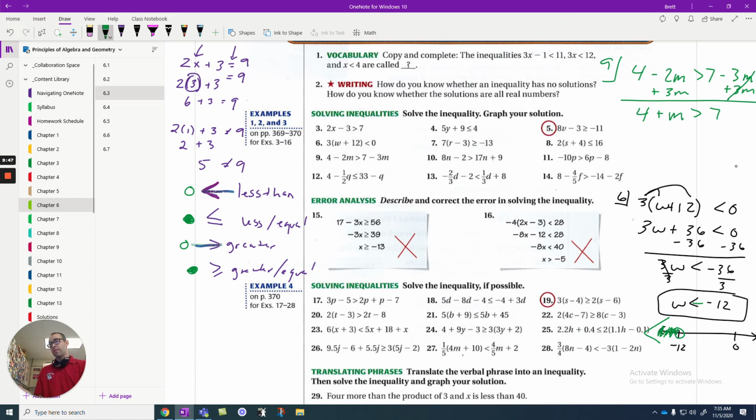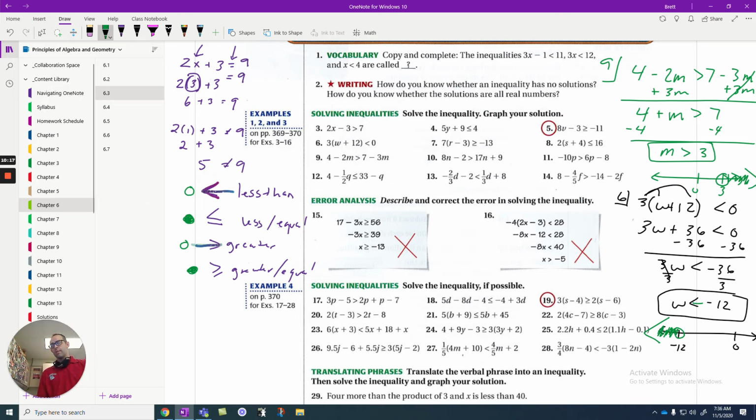Now all I have to do is get rid of the 4, and the 4 is added to the m, so I can just subtract 4 and get that m is greater than 3. There's my first answer. Second answer, there's 0, there's 3. There's no equal to bar, so it's an open circle. It points to the right, so I shade to the right. And I'm done.